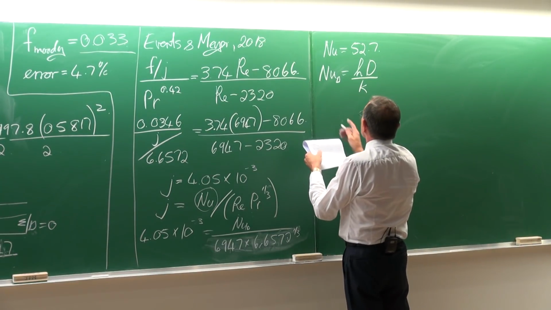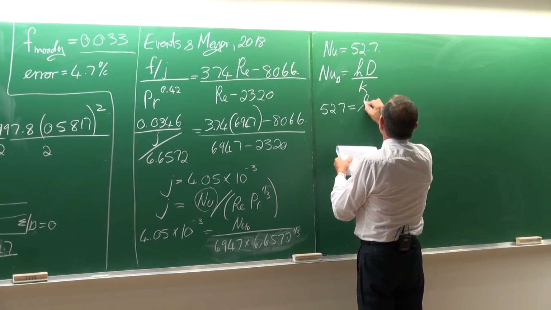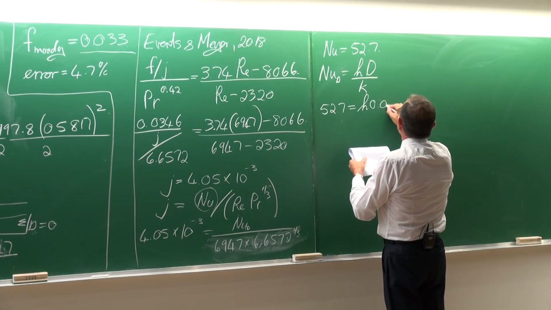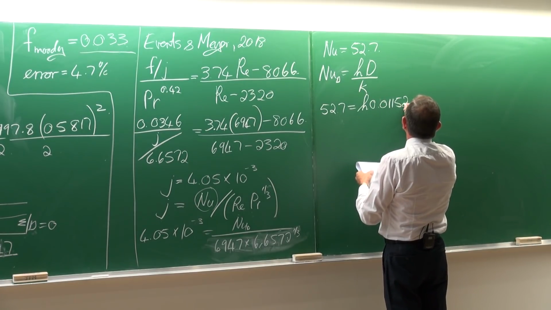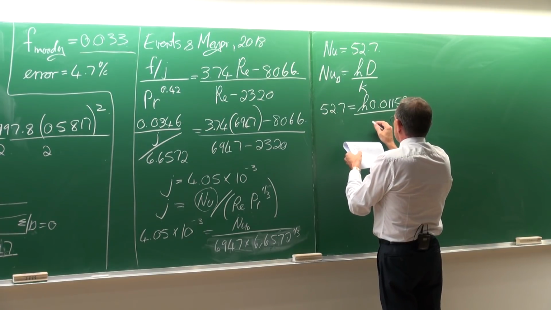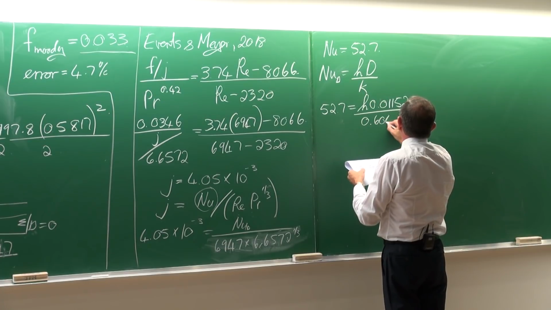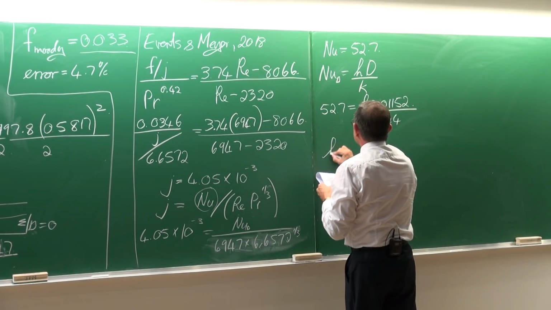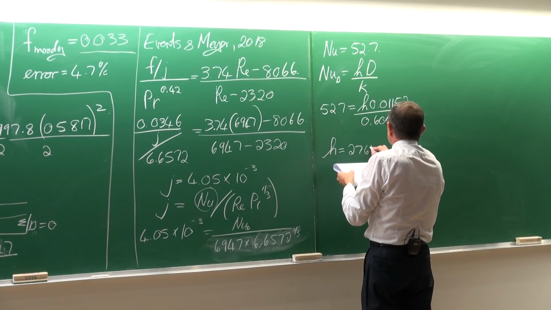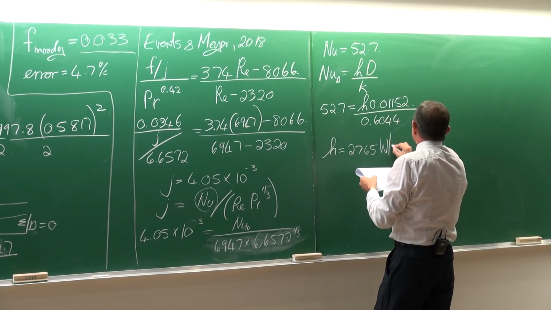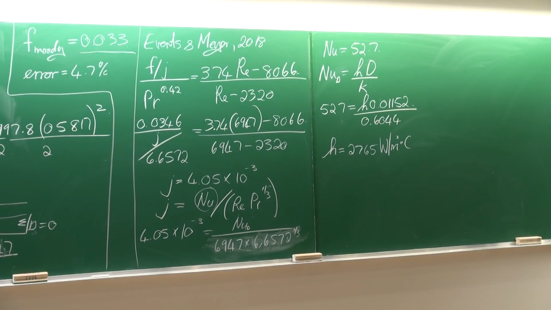And the Nusselt number is equal to 52.7. It's equal to the heat transfer coefficient multiplied by the diameter, 0.01152, divided by the thermal conductivity, which is equal to 0.6044. And that will give us the heat transfer coefficient, which is equal to 2,765 watts per square meter degrees Celsius.